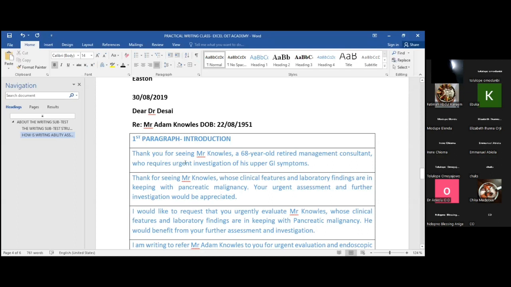now look at this, who requires urgent. So in urgent letters, okay, you must put urgent in it. So urgent must be there. Okay, so urgent must be in your introduction. If it's not urgent, fine. If it's not urgent, I would have written who requires investigation. But if it's urgent, I should write urgent. Okay, who requires urgent investigation of his upper GI symptoms, of course, because we're not sure whether it's pancreatic malignancy or not. We just say, okay, fine, upper GI symptoms. You can use that. And then in the body of your letter, you can now expand, which I'm going to show you all. Okay, that's one aspect.